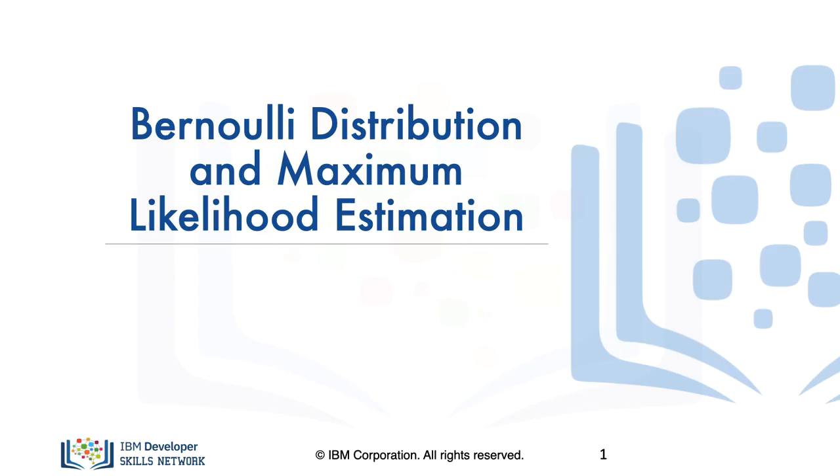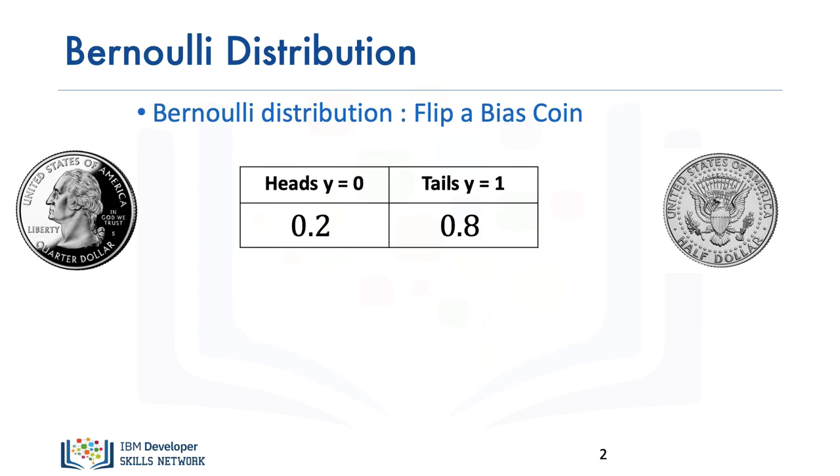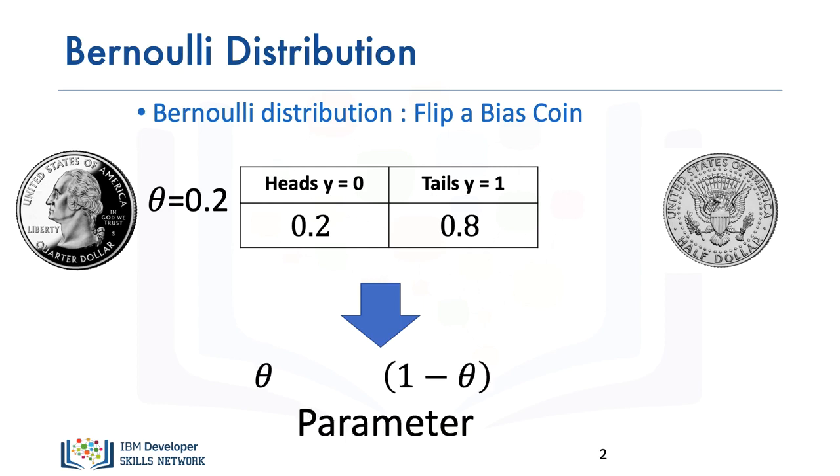In this video, we'll discuss the Bernoulli distribution and maximum likelihood estimation. Consider a biased coin flip. The probability of heads is given by 0.2, and the probability of tails is given by 0.8. It turns out that we can represent both probabilities with one parameter, which we'll denote by theta. Theta is also known as the Bernoulli parameter. The probability of heads simply is given by theta, and the probability of tails is given by 1 minus theta.